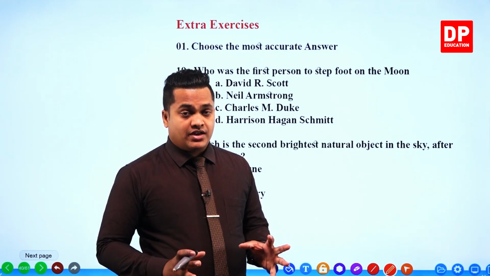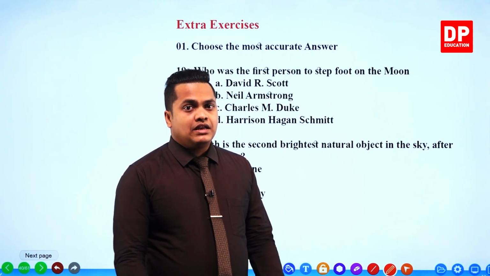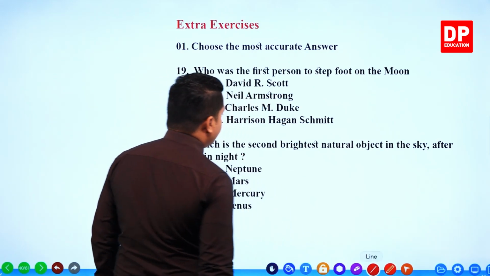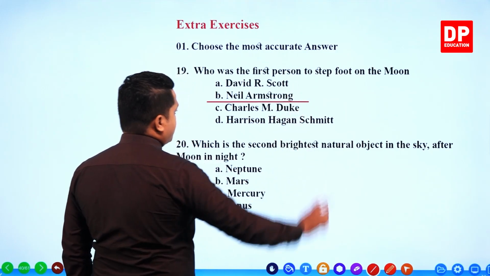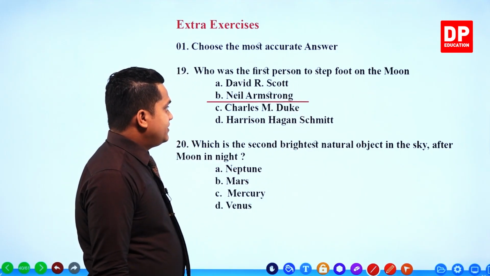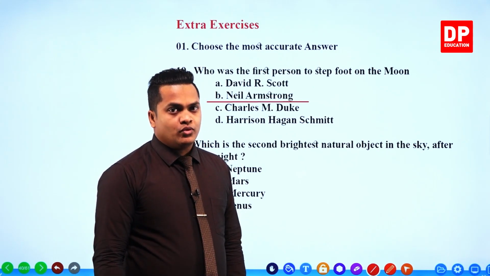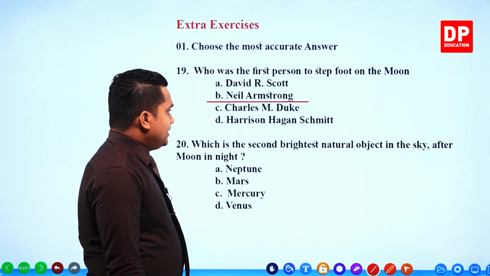He was a great person, right? Neil Armstrong. So Neil Armstrong is our answer, my dear children. In the second one, you can observe Neil Armstrong. So he was the first and foremost astronaut to set foot on the Moon, right? Next one.